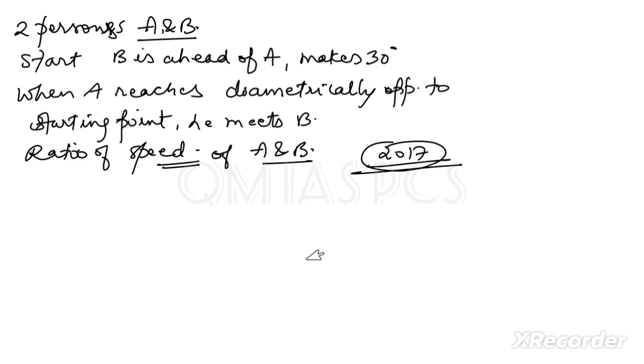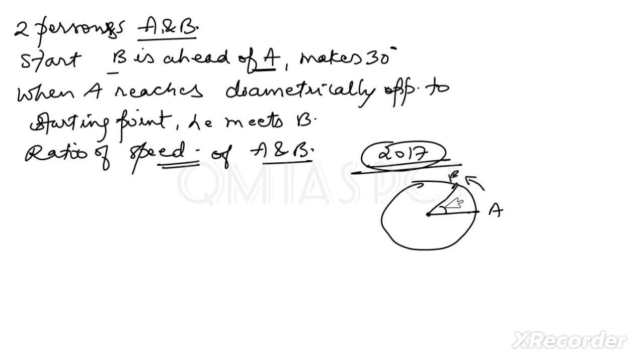Just try it. This is your circular path. Two persons A and B are there, and at the start B is ahead of A and they are making 30° with the center. They are moving in this direction. I am just considering A is here and B is at this point, and they are making 30°.